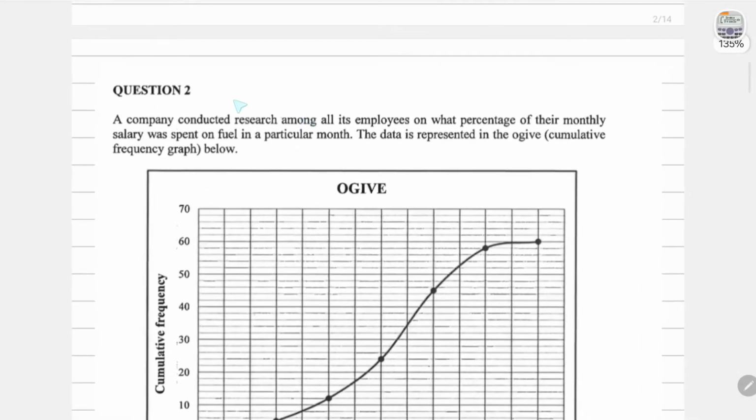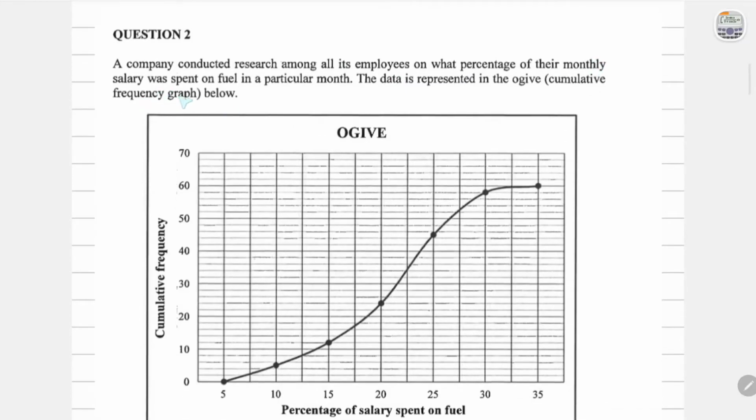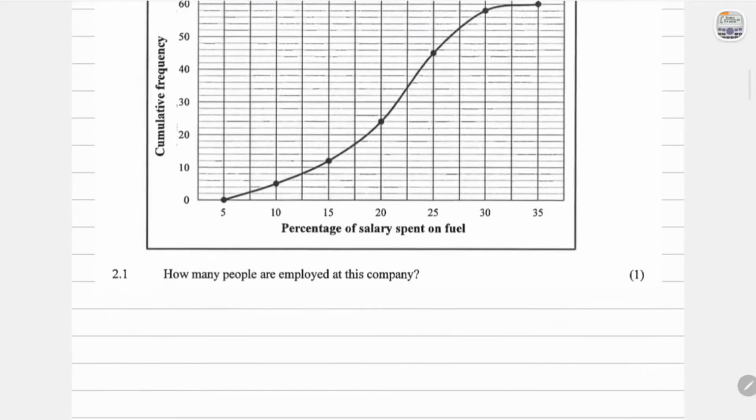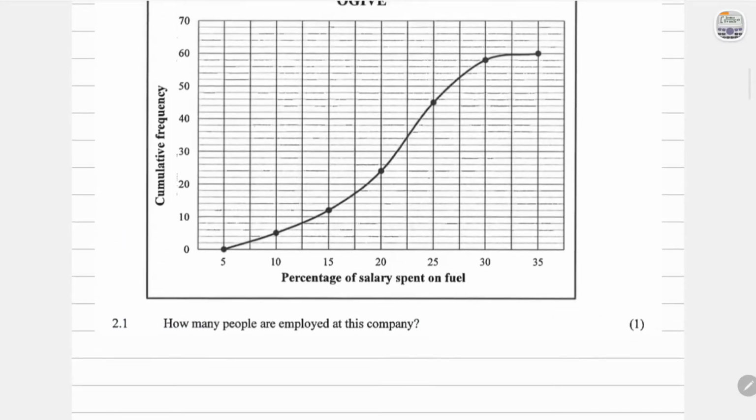Question 2 says, a company conducted research among its employees on what percentage of their monthly salary was spent on fuel in a particular month. The data is represented in the ogive, the cumulative frequency graph below. Okay, so this is our data represented. And question 2.1 says, how many people are employed at this company?